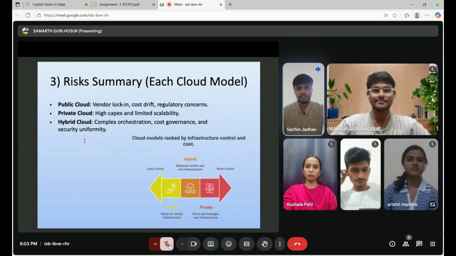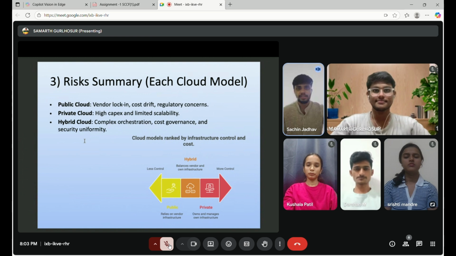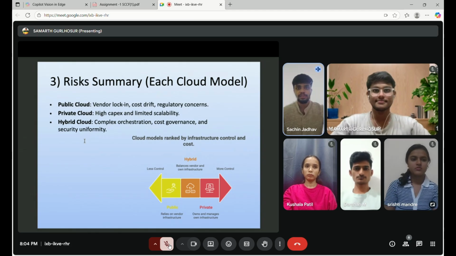Now let's look at the risk summary for each cloud model, starting with the public cloud. The main challenges are vendor lock-in, cost drift, and regulatory concerns. Once an organization commits to a specific provider, switching becomes difficult, and managing costs and compliance can be tricky. And the private cloud offers more control but comes with high upfront cost and limited scalability. It is ideal for sensitive data but not always cost efficient for fast-growing workloads.